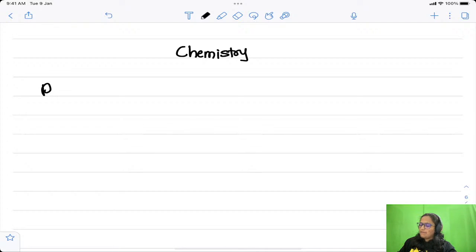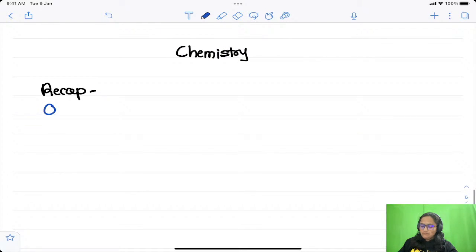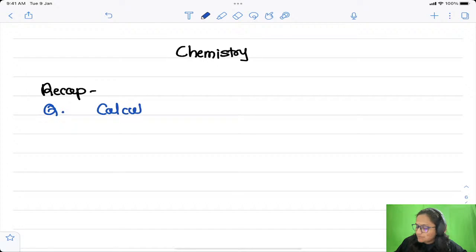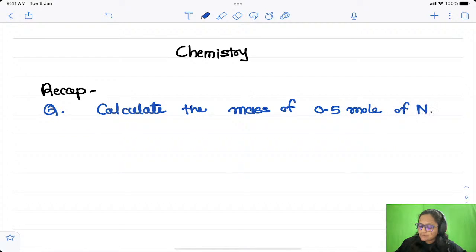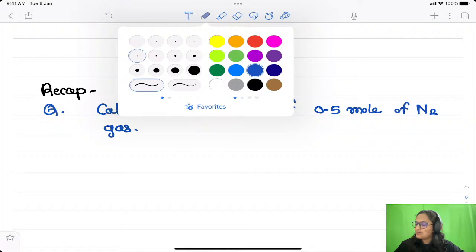Okay, so we are going to have a quick recap. In the recap we are going to see some questions based on the mole concept. Calculate the mass of the following: 0.5 mole of N2 gas. Okay, this is the first question. Let us see how to solve it.